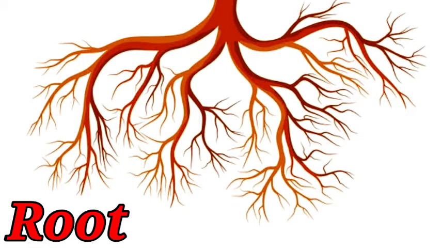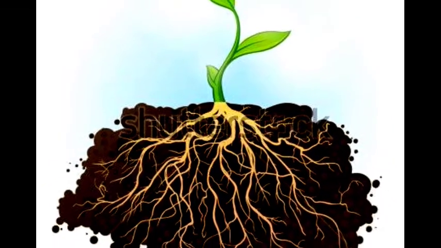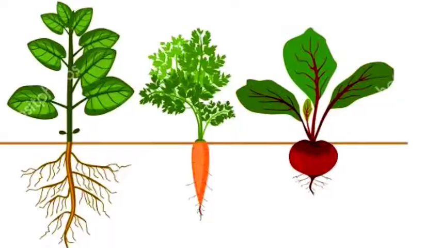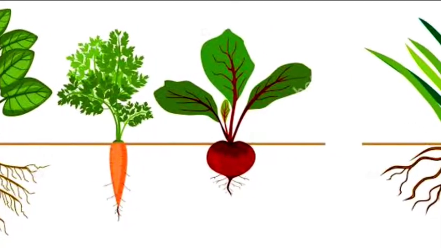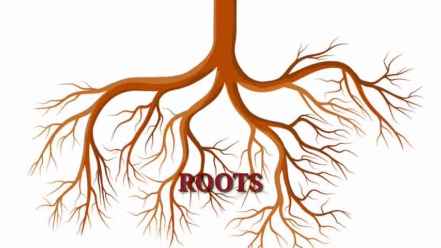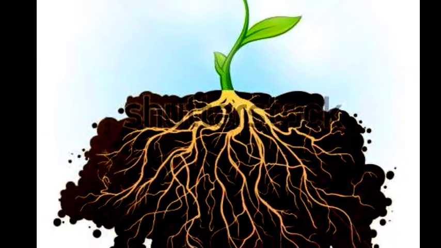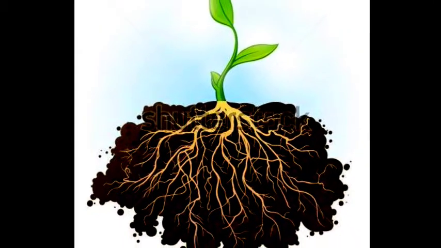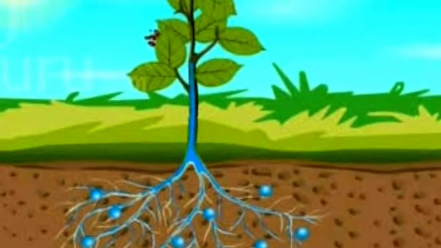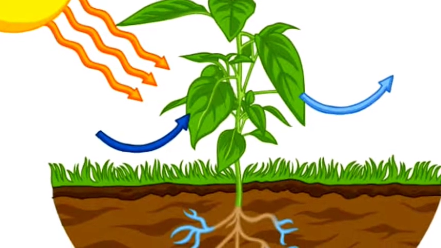First, we are going to discuss about root. The root is a part of the plant that usually grows under the soil. Roots can be of different shapes and sizes. Roots have several purposes. They hold the plant in the ground and keep it upright. They take water and food from the soil.